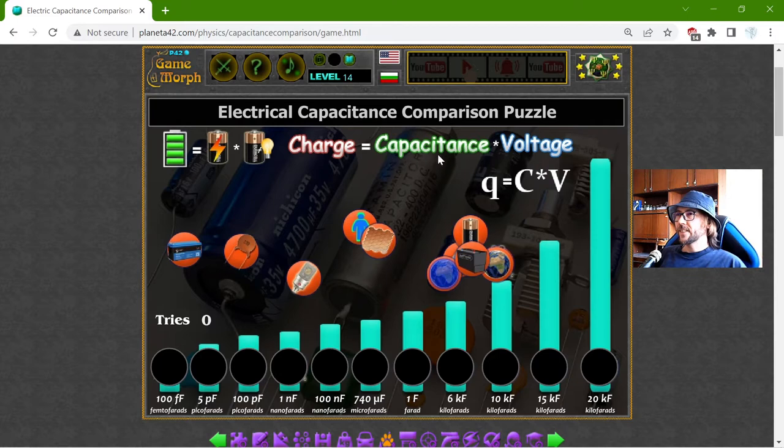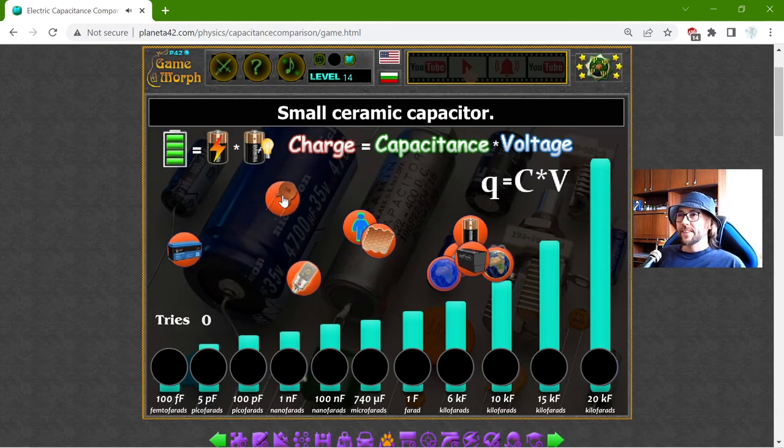And okay, what is that? The main equation: the charge should be equal to capacitance multiplied by the voltage. So what I can understand in general, the capacitance is the ability of objects to store the electricity or electrical potential. So there is the small ceramic capacitor. That object can store a little quantity of charge, and it should be 100 femtofarads.